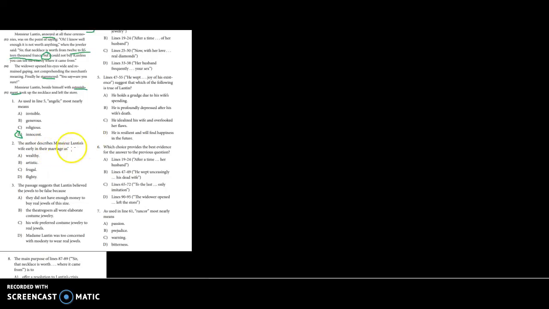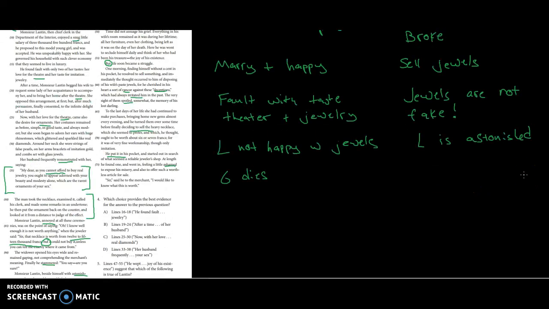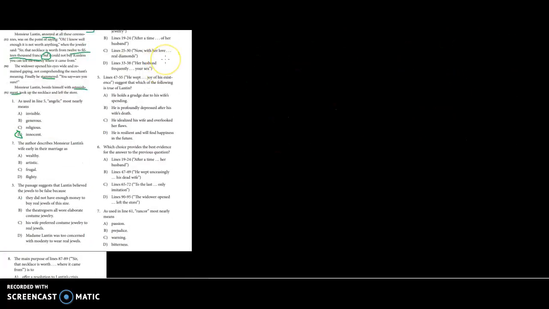The author describes Major Langton's wife early in the marriage as what? Well, what was the description? It seemed like she was innocent and beautiful, and what else do they say about her? You know, that he was very happy with her. She governed his household with such clever economy. They seemed to live with luxury, so she seemed like she's pretty frugal with money. What else do we have? Okay, well, it's not wealthy for sure.